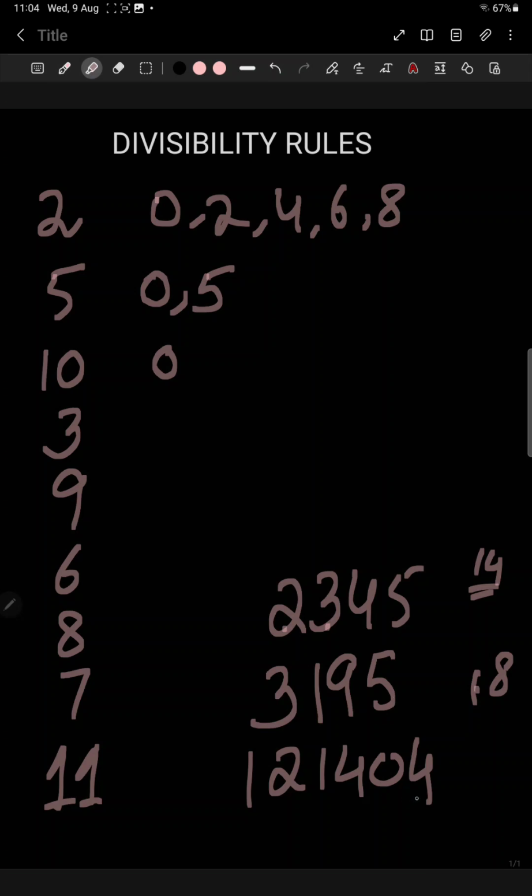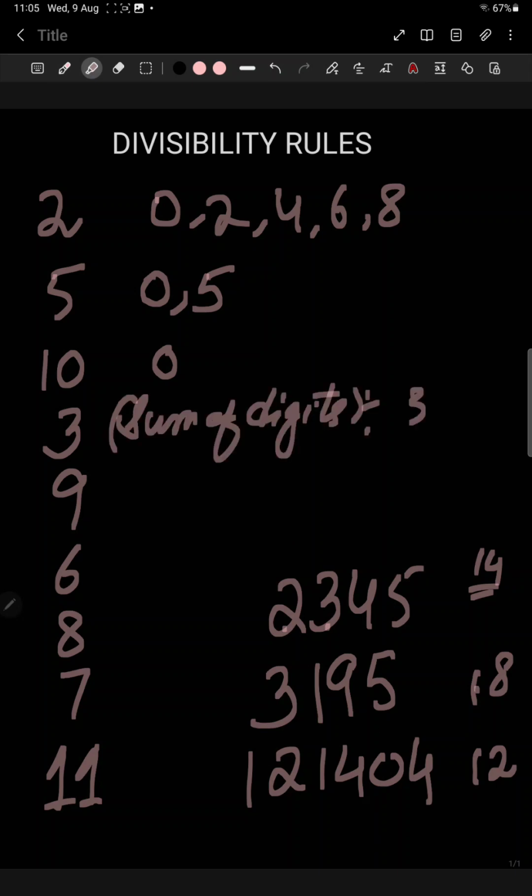Now let's check the last number. 4 plus 4 is 8, 8 plus 1 is 9, 10, 11 and 12. 12 is divisible by 3. So this number is also divisible by 3. So the divisibility rule of 3: we will add all the digits. If the answer is divisible by 3, the full number will be divisible by 3. So the sum of the digits must be divisible by 3. This is the divisibility rule of 3.